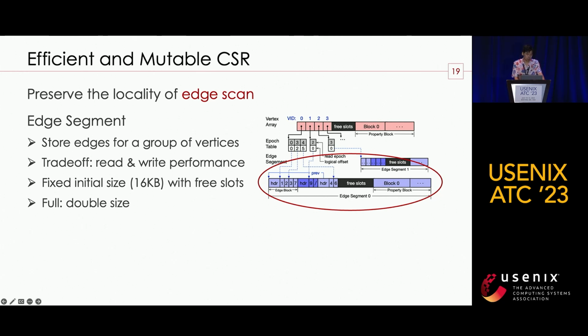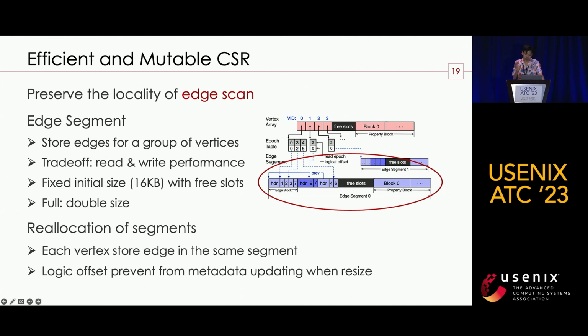So you can find that when the edge segment is large, it is more like the original immutable CSR structure, which is good for edge scan locality, but poor for the edge insertion operations. When the edge segment size is smaller, it is more like the adjacency list, so it will achieve good edge insert performance while the edge scan performance is poor. So the size of the edge segment provides a trade-off between read and write performance.